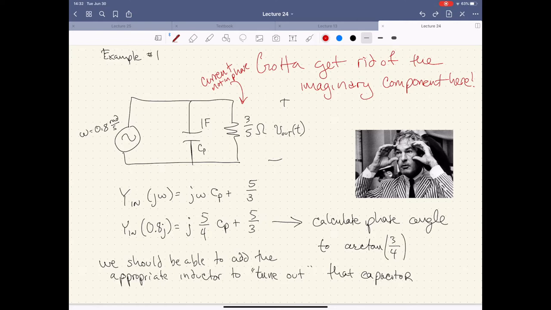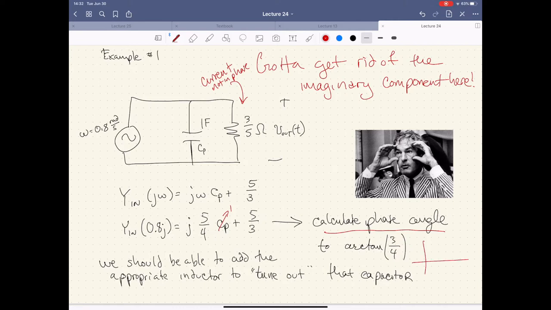Okay, so now what we do is we put in our specific value of omega, which is our input to the system, and we say, what do we get back out? Well, at 0.8, we calculate the phase angle to be the arctangent of 3 over 4. Oof, where did we get that from? Actually, it's not too complicated. This guy goes to 1, by the way. If you were to draw this out, what do you end up with?